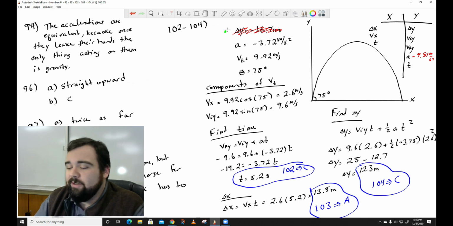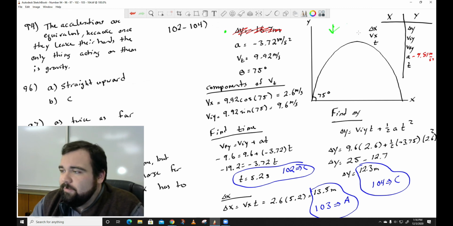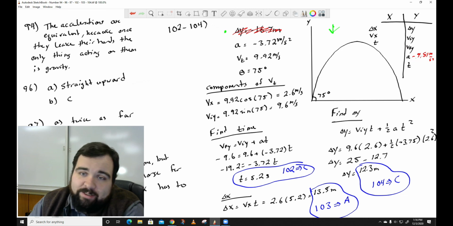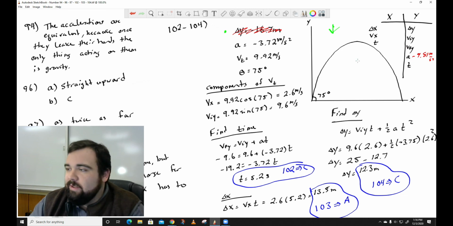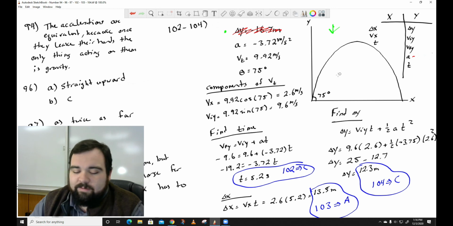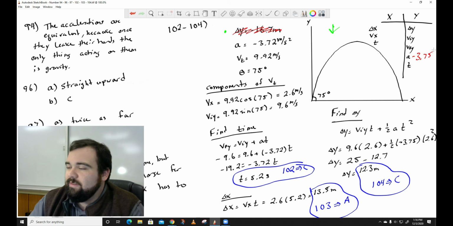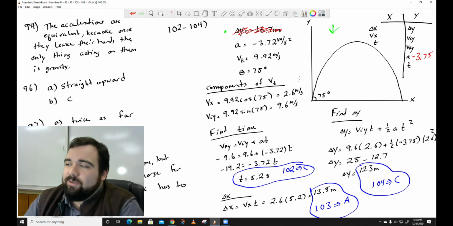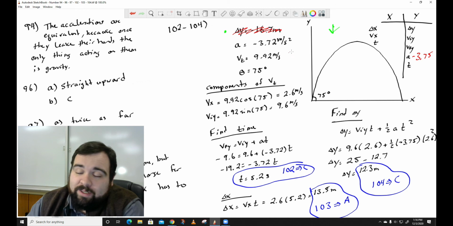So I've got the diagram over here on the right. Also have our chart filled in with what we can at least have. And the only thing we have is acceleration, and this should be the negative 3.72. In my calculations, I used the correct one. In the chart, I put in the wrong one. Just force of habit.